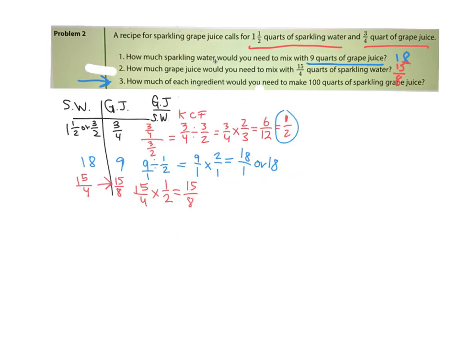All right, so this last question is a bit of a thinker because they're not asking how much of each specific ingredient you would need. It's not just like question 1 where they're asking about just sparkling water, or question 2 where they're asking about just how much grape juice. They're asking how much of each ingredient would you need to make 100 quarts of sparkling grape juice. So that is a little bit trickier because what we're going to have to do is figure out, well, okay, how many quarts for just one serving of that recipe, right?